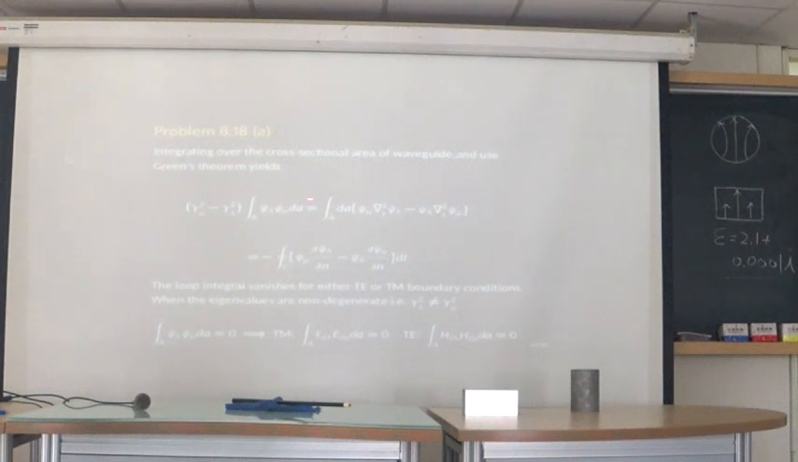So after we integrate over the cross-sectional area of the waveguide and use Green's theorem, we can find that after this calculation, the left-hand side is the gamma mu square minus gamma lambda square times the integral. The right-hand side is the loop integration. But for the TE or TM boundary conditions, we know that either this psi is equal to 0 at the surface, or the differentiation of the psi is equal to 0 at the surface. So the right-hand side should be 0 for both TE and TM modes.